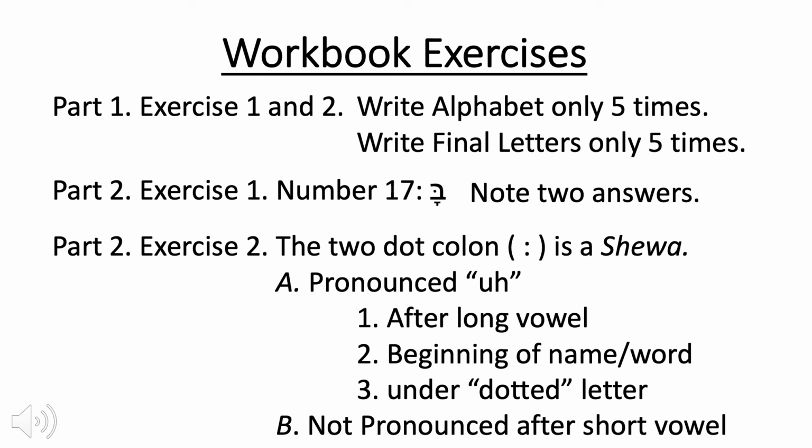Thus, Avraham has the colon underneath bait, or the shva underneath the bait, so it's not Abraham, but Avraham. Hopefully this will help you as you're trying to figure out what names are recorded here, but most of it will be self-explanatory. Again, we'll talk about the colon, also called a shva, later in another lesson.